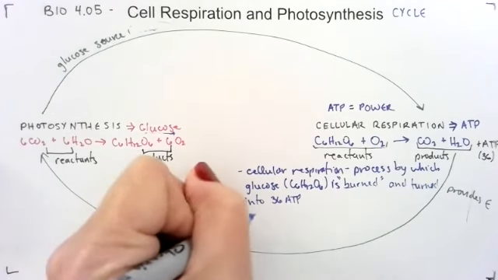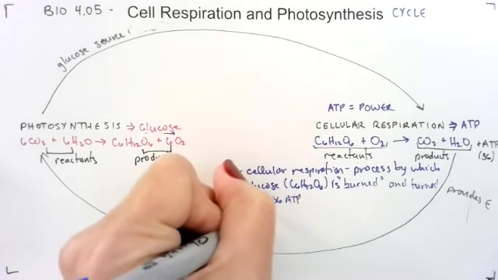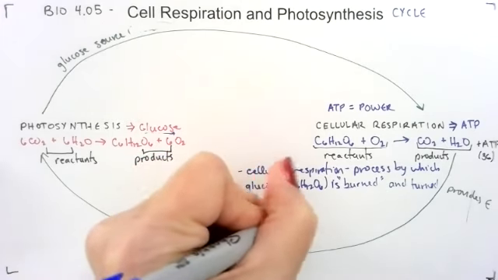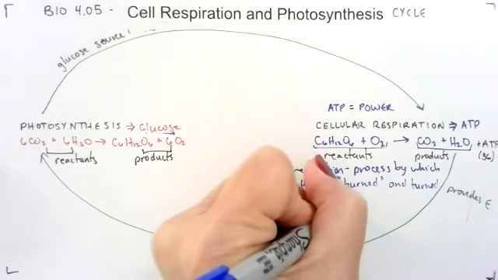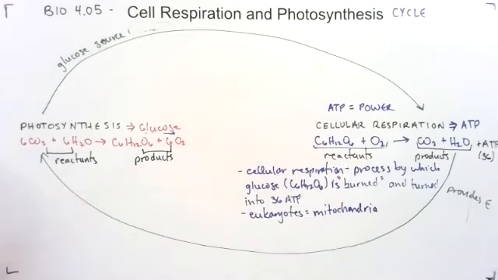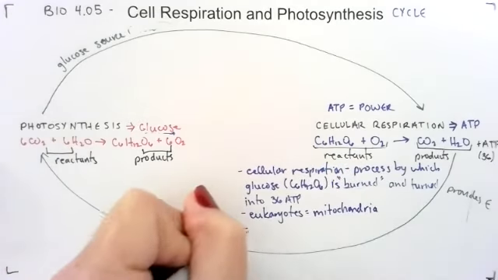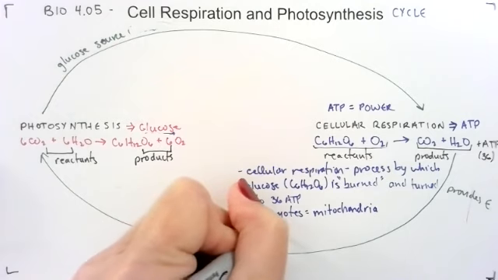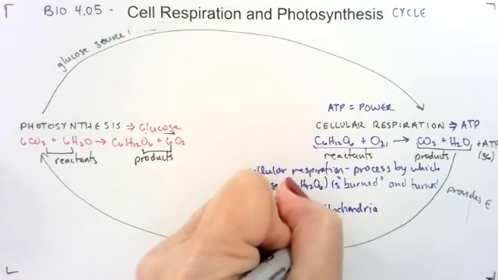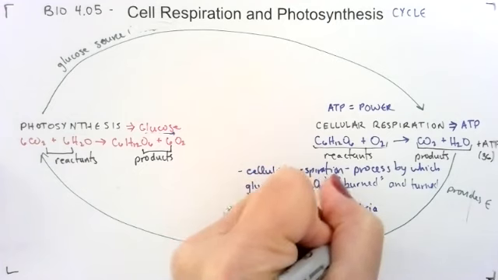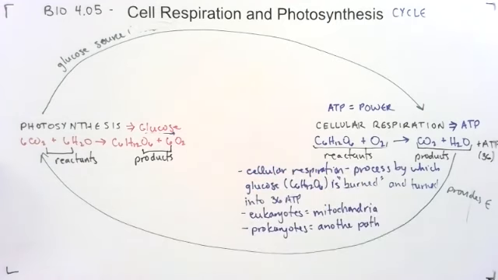This takes place in eukaryotes. This takes place in mitochondria. In prokaryotes, they have another pathway. And we're going to talk about that as well.